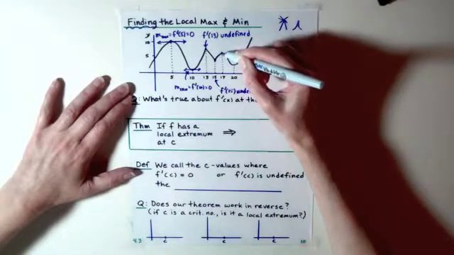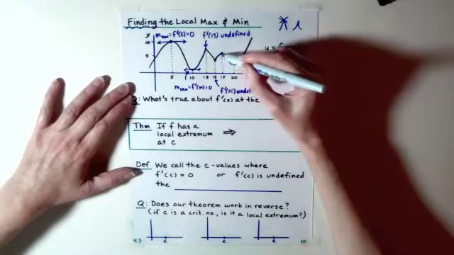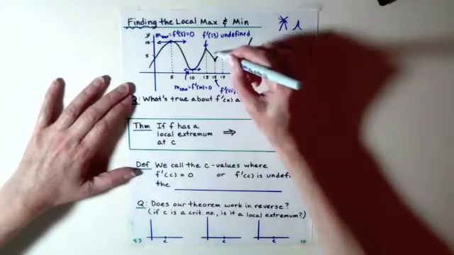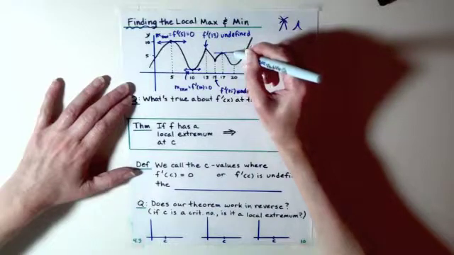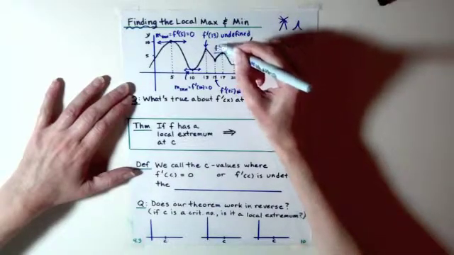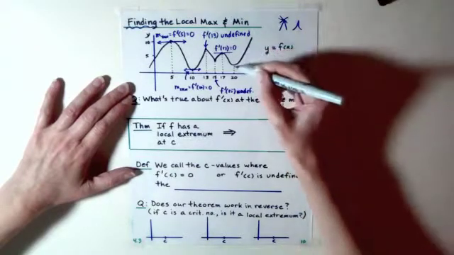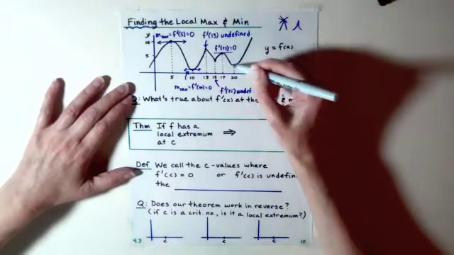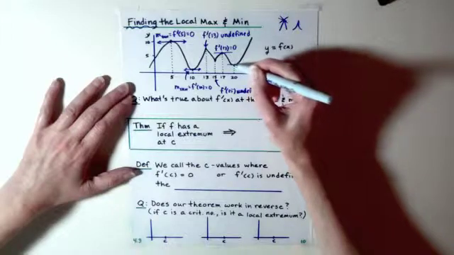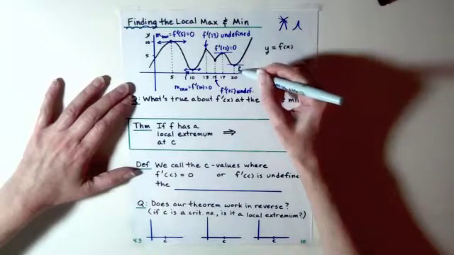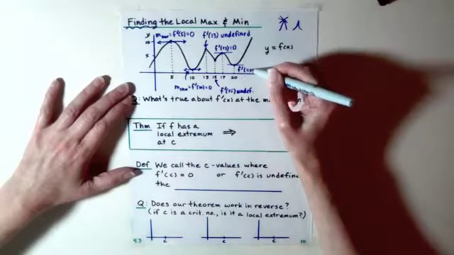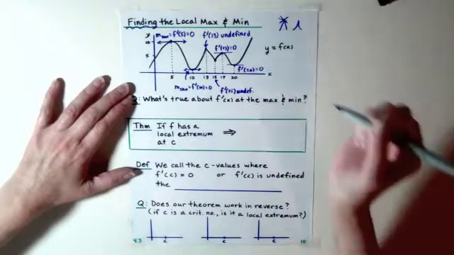At this local max, let's see, it looks like a nice smooth curve through there. So it does have a unique tangent line. The tangent line is horizontal, so f prime of 17 would be equal to 0. And at 20, again, it looks like a nice smooth curve. There is a unique tangent line there. It just happens to be horizontal. And so f prime of 20 would also be equal to 0.